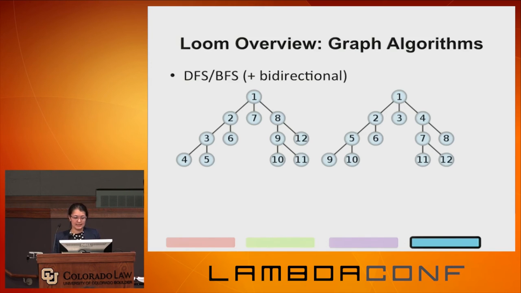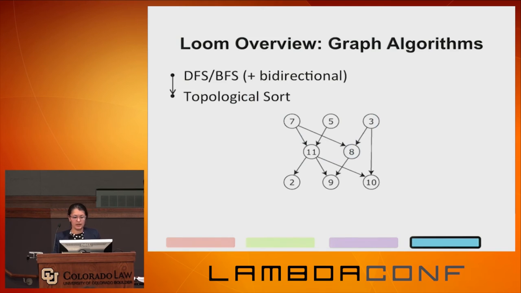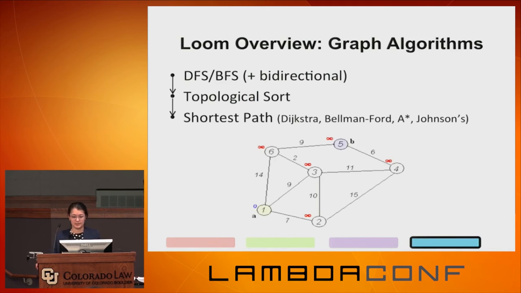In addition, it has topological sort, where every successor of a vertex is guaranteed to come after it in the ordering. It computes a variety of shortest path algorithms, including Dijkstra, the one that we looked at earlier, A-star, which is commonly used in AIs to compute path finding, and Johnson's algorithm, which instead of computing from a single source to all the vertices in the graph, computes all pairs shortest paths, so from all the vertices to all the other vertices. And it specifically does that on sparse weighted directed graphs.